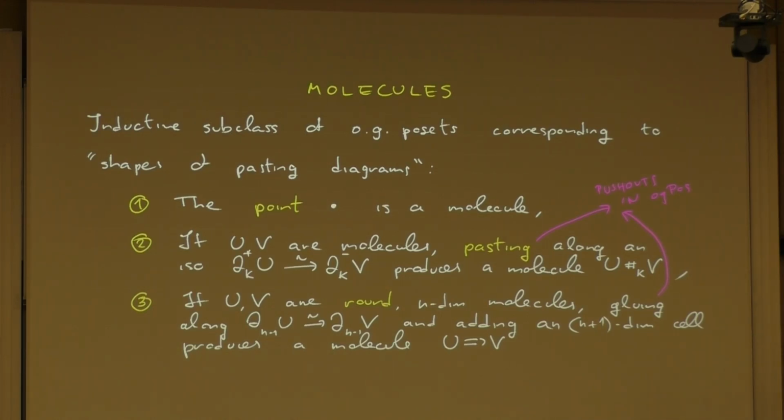And the third condition tells us now, it has this restriction that if U, V are molecules, they have the same dimension and they are round, which is that condition that I mentioned before. And also I have some isomorphism between their entire boundaries that is compatible with the orientations. Then I can glue them together along their boundary, which again is a pushout in this category. And then I can add some top dimensional, some greatest element to the poset obtained like that, and say that U is going to be now the source of this, and V is going to be the target of that, and that produces another n+1 dimensional molecule.